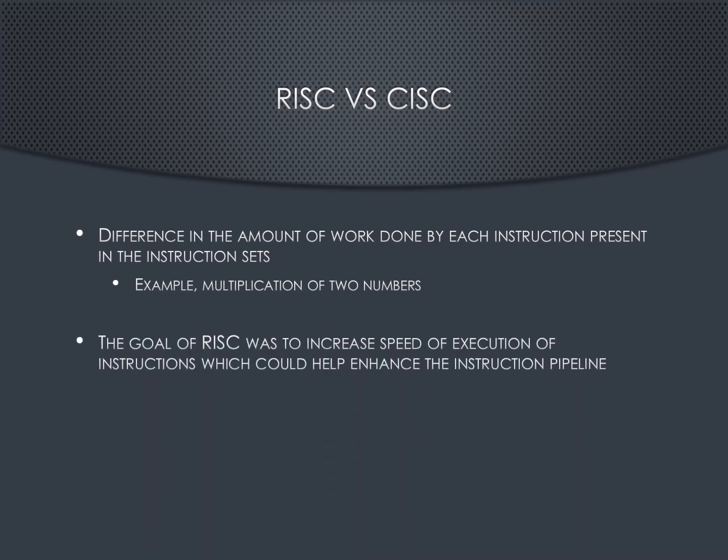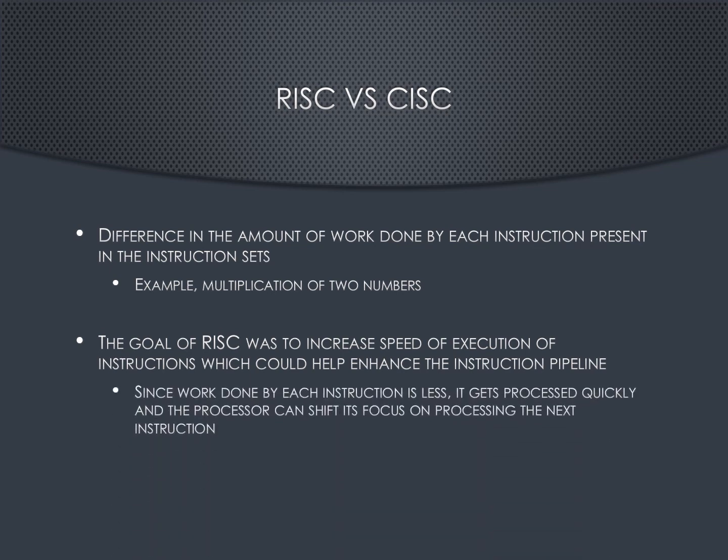The goal of RISC was to increase the speed of execution of instructions, which could help to enhance the instruction pipeline. Since the work done by each instruction is less, it gets processed quickly and the processor can shift its focus on processing the next instruction. This ultimately leads to an increase in processor throughput.